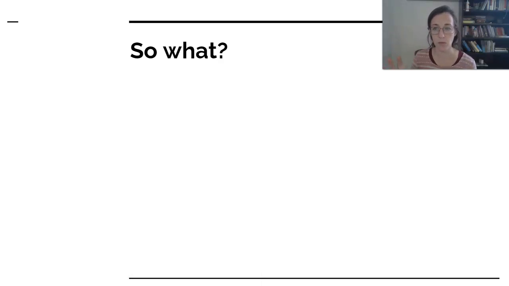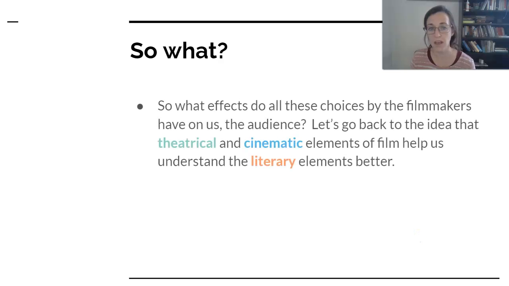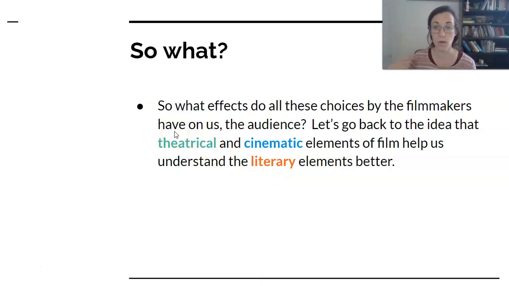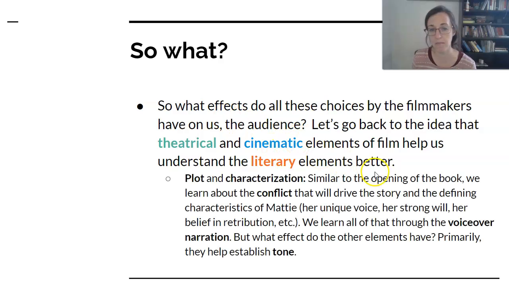A good analysis will start with observation. What do I observe? And then it will try to make meaning of that. We observe the sound is dominated by Maddie's voiceover and the song. What does that mean? We're trying to link these three things always together: the theatrical, the things in the scene, with the cinematic, which is the editing, and then the literary. What does that tell us about theme?